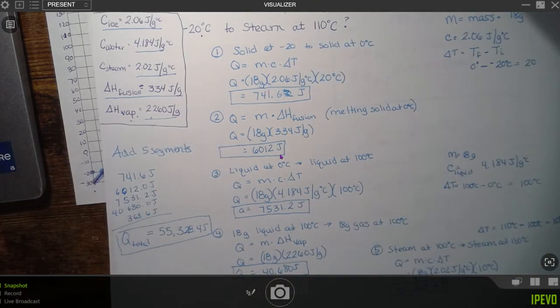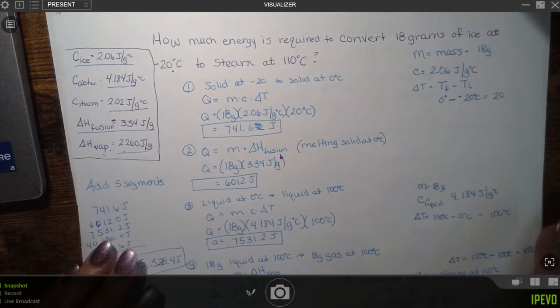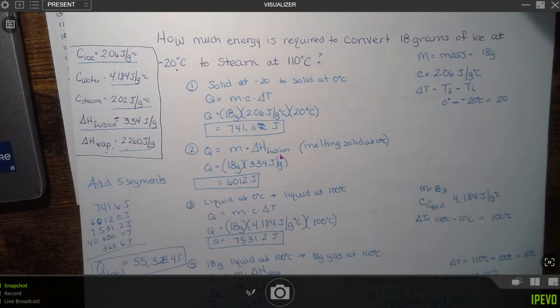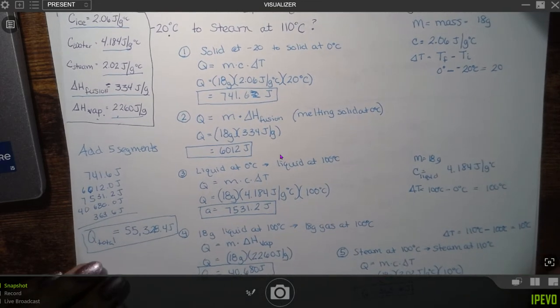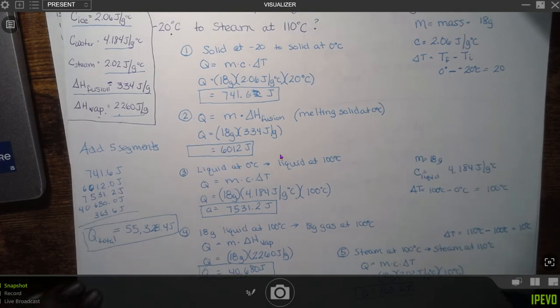Now, that took a minute, right? So here's something I want you to look at. This was a long problem. This was a multi-step problem. It took us 5 steps, okay, to get from the beginning to the end.